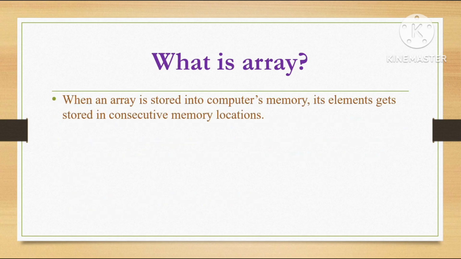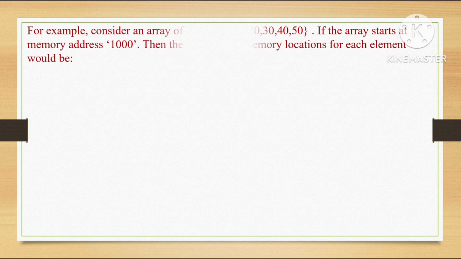When an array is stored into the computer's memory, its elements get stored in consecutive memory locations. Let's understand this statement by an example. Consider an array of integers 10 to 50. If the array starts at memory address 1000, then the consecutive memory locations for each element would be like this.